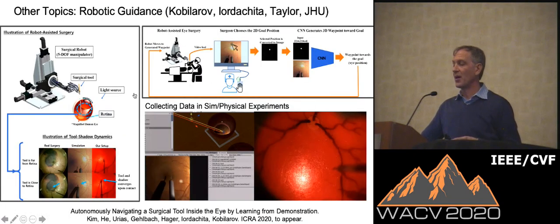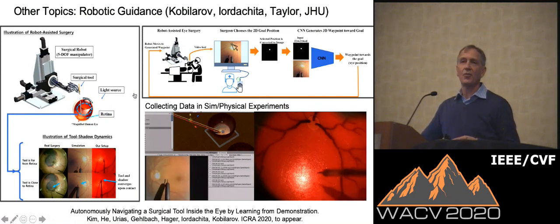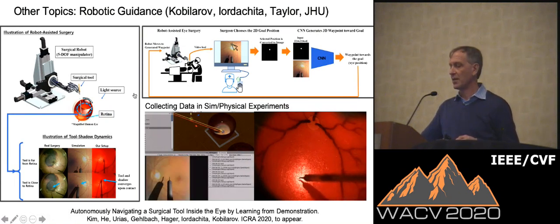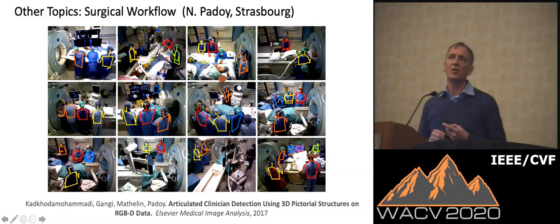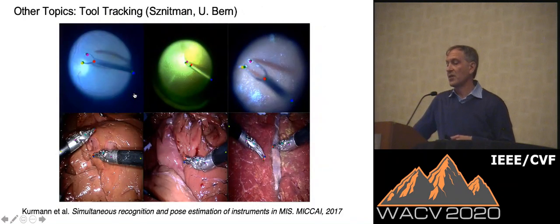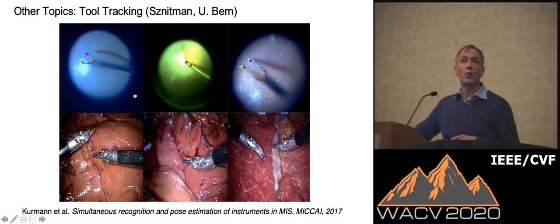So I'm not going to tell you about robotic guidance, which is something that we're also very actively working on. We're actually doing this in eye surgery. A lot of groups are interested also in what's going on outside the patient. So Nicola Rosberg is doing some really nice work in surgical workflow analysis, and also he's been using this to study things like X-ray exposure for physicians. Raphael Stigman in Switzerland has really done a lot of incredible work on tool tracking.